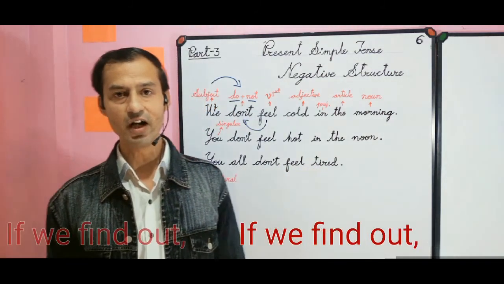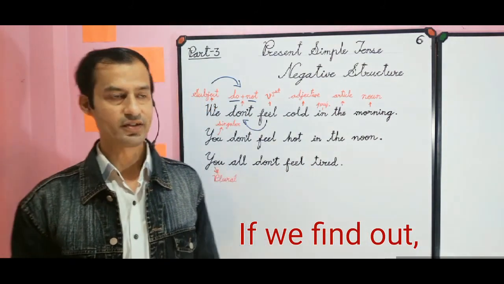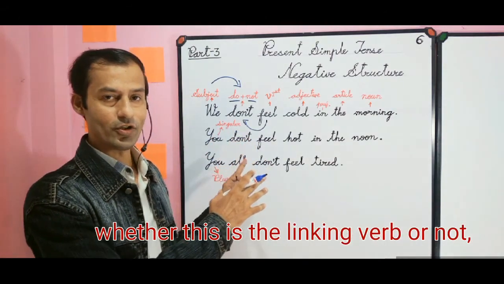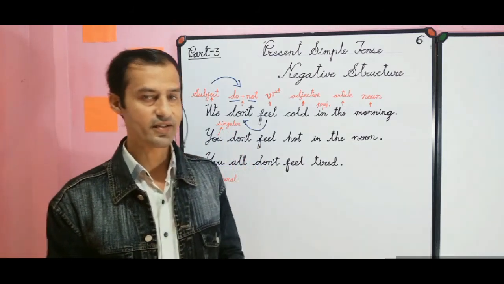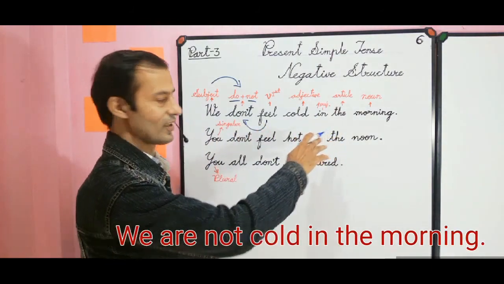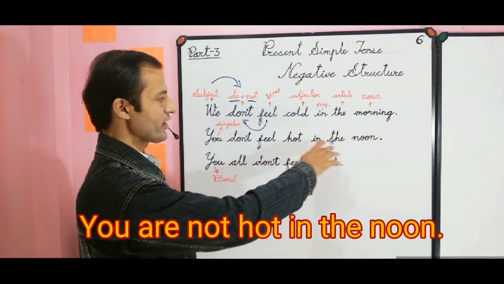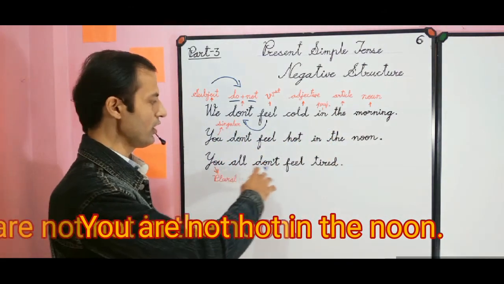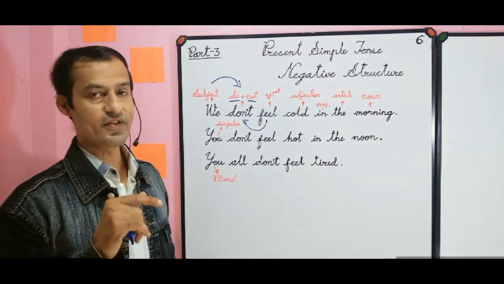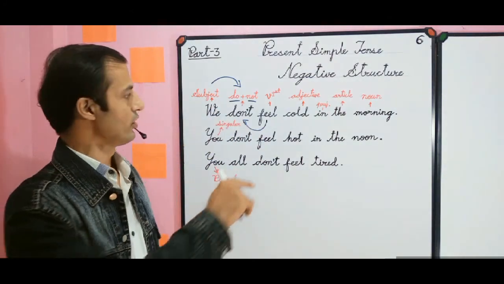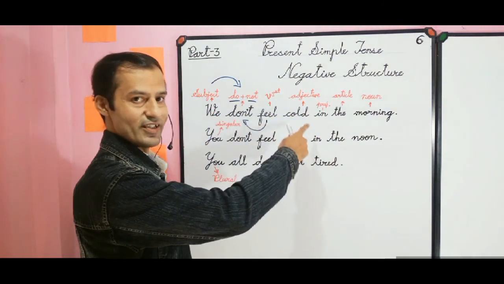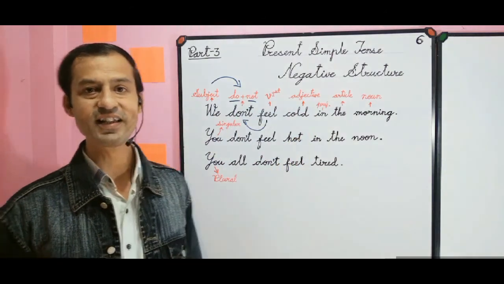And if we find out whether this is the linking verb or not, we can say like this: we are not cold in the morning, you are not hot in the noon, and you all are not tired, because we have directly connected the subject to an adjective, the subject to an adjective. So it becomes the linking verb.